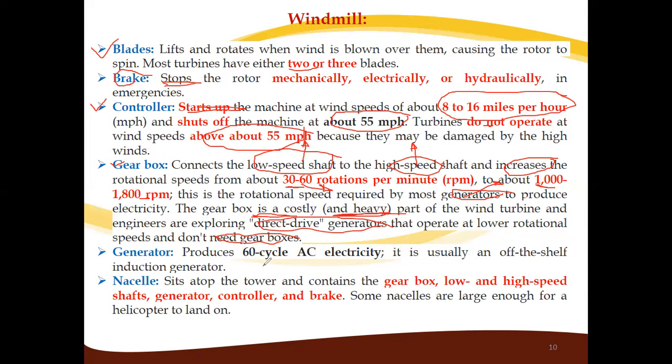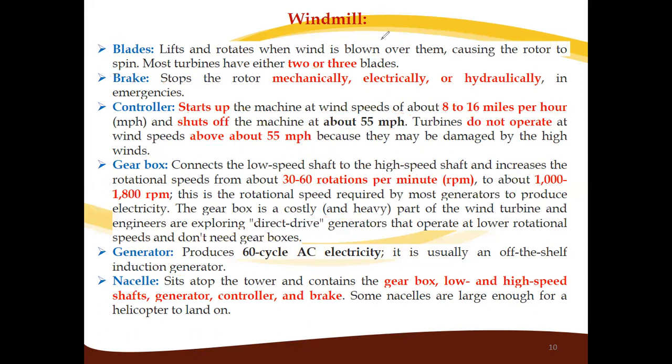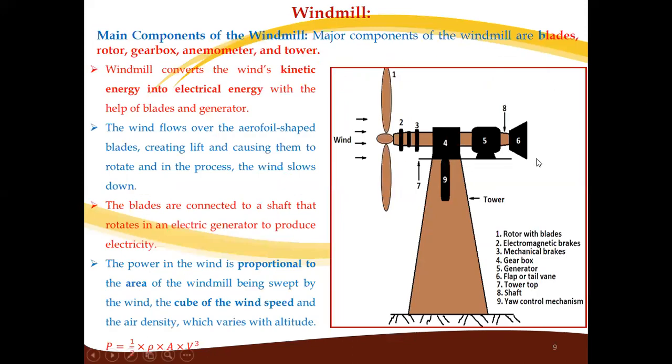Now the generator produces 60 cycles, or we can say 60 hertz AC electrical energy. It is usually an off the shelf induction generator that we use. Then there is the knuckle. It is a part that is not shown in this diagram, but it is a part with a large space, where all these components sit.